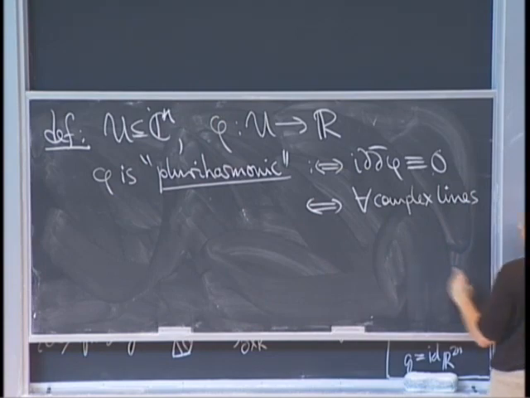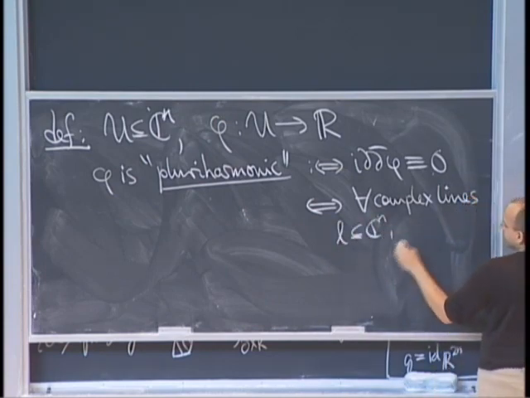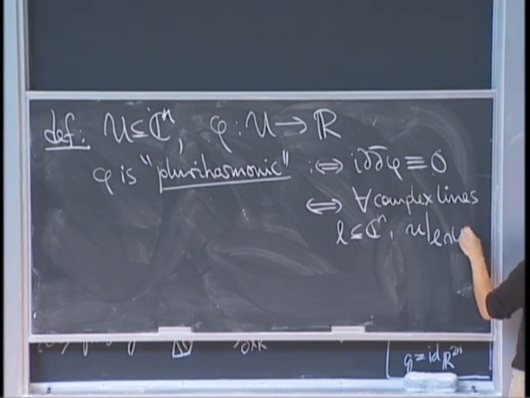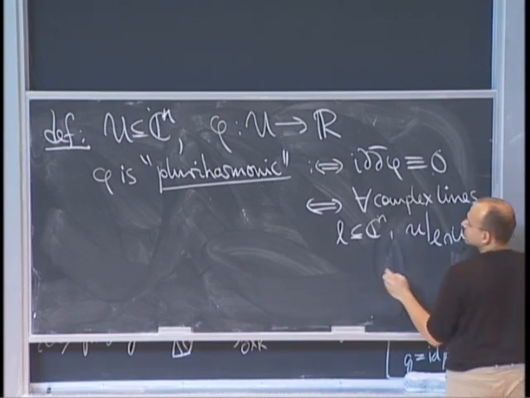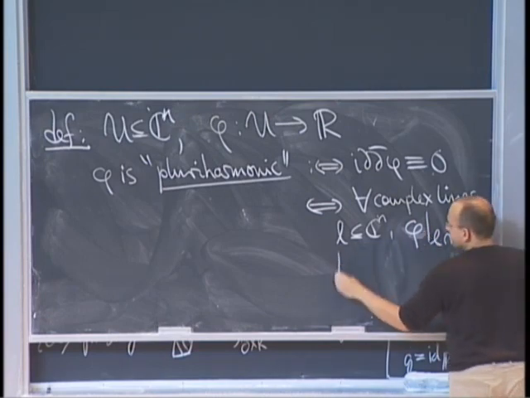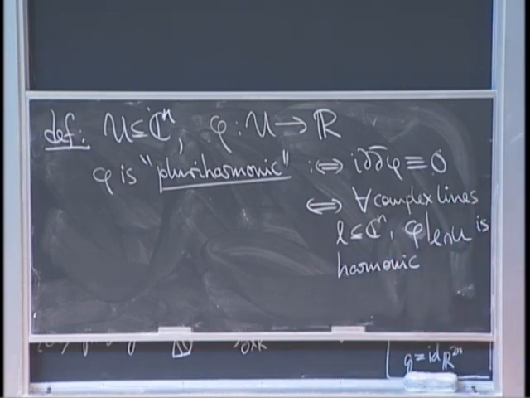For all complex lines L in Cn, phi restricted to the piece of the line that's inside U is harmonic, in the usual sense of harmonic functions on C. Dd bar in one complex variable is just a Laplacian.